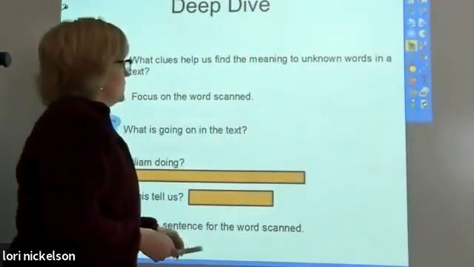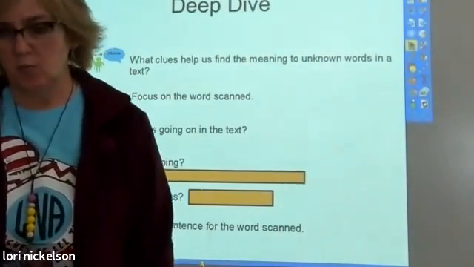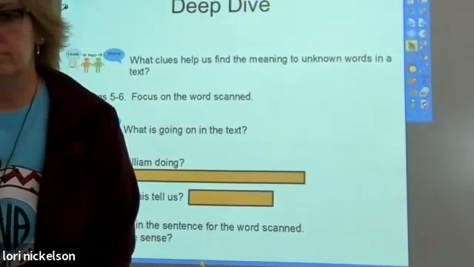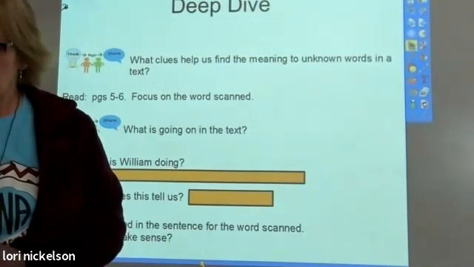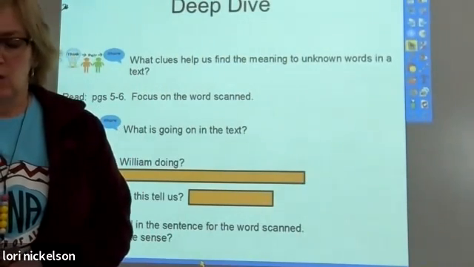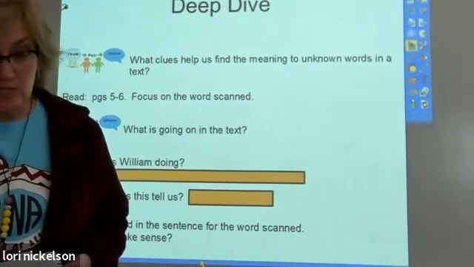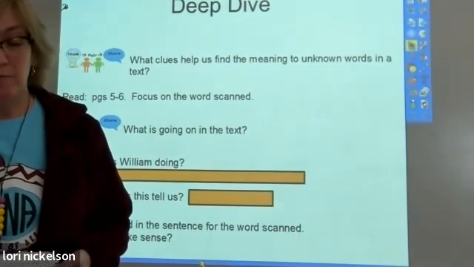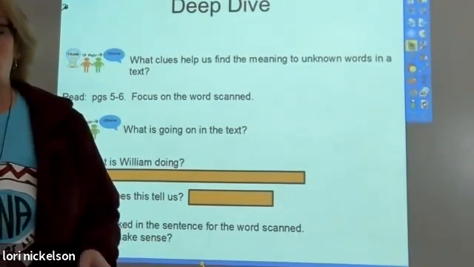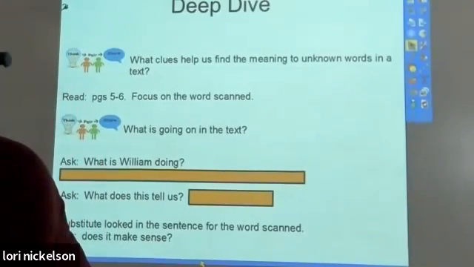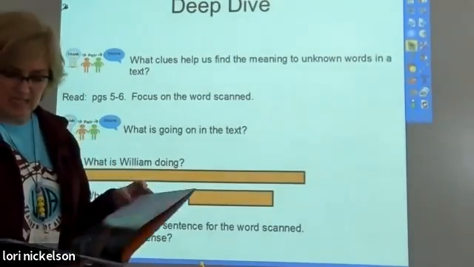So, what clues normally help us find the meaning to unknown words in a text? Do you think by using the words around the word for clues, or using the pictures help us find clues, or maybe even breaking down the word, right? Okay, well, let's focus on the word scanned. And so we're going to look at page 5 and 6 for that word scanned.